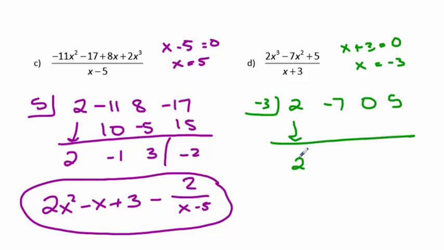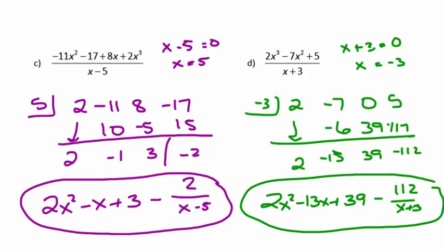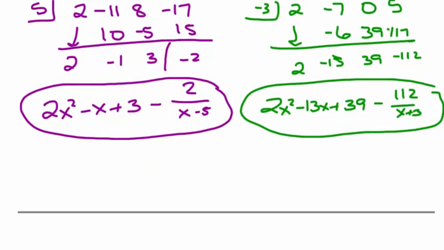2. Negative 3 times 2 is negative 6. Add that to 7, you get 1. Times negative 3 is negative 3. Add that to 0, you get negative 3. And negative 3 times negative 3 is 9. Add that to 5, and you get 14. So this was power 3, so my answer is going to have power 2. So 2x squared plus x minus 3 plus 14 over x plus 3. We can check any one of these that we've done synthetic division by performing long division. We'll get the exact same answer.